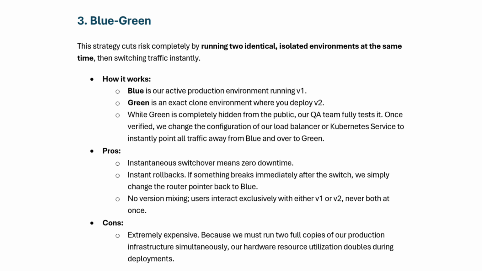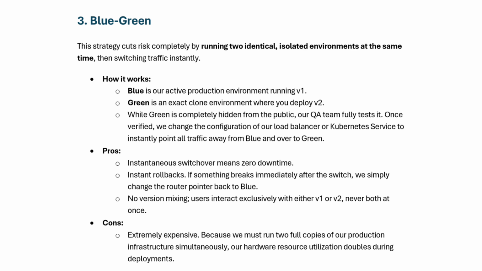Second pro is instant rollback. If something breaks immediately after the switch, we simply change the router pointing back to the blue. So as I mentioned, if something breaks in version 2 or the green, we can instantly change the configuration files and switch to version 1 or the blue, as both of these will have their environments already running even if it is not in use.